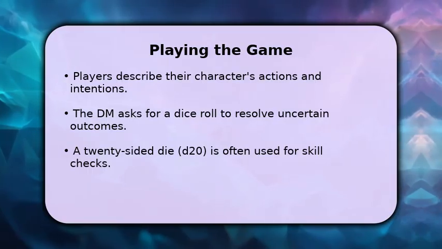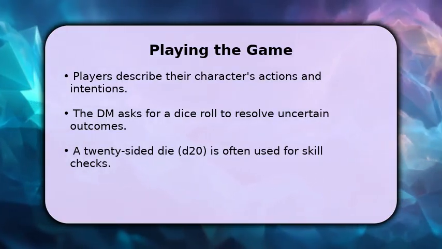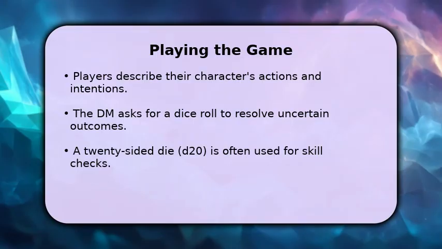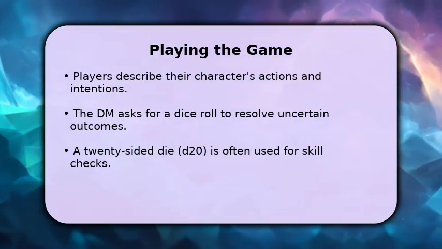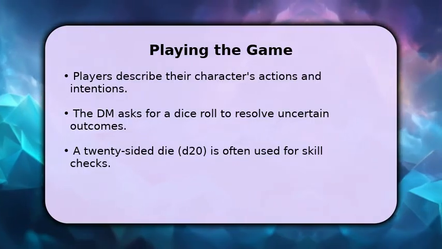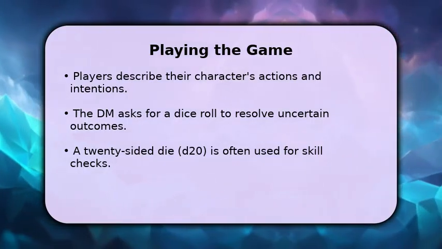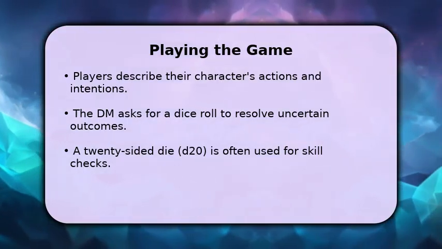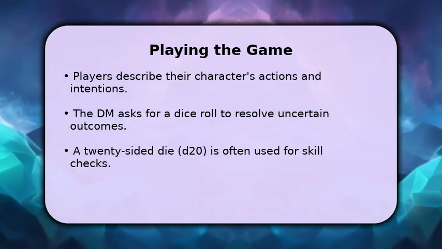When an action's outcome is uncertain, you'll roll dice. For most actions, you'll roll a 20-sided die, or D20, add your character's relevant ability modifier, and try to beat a target number set by the DM. This determines success or failure in your adventures.